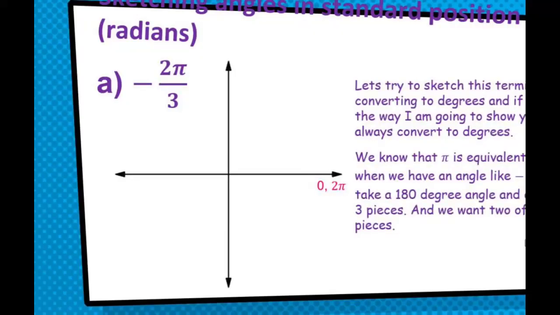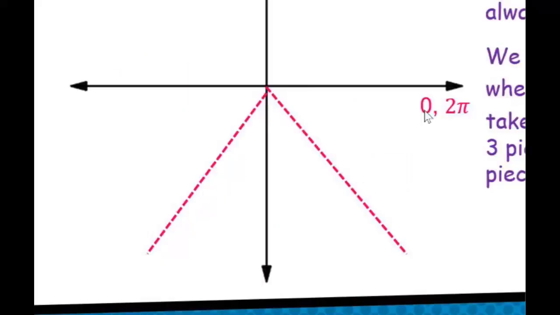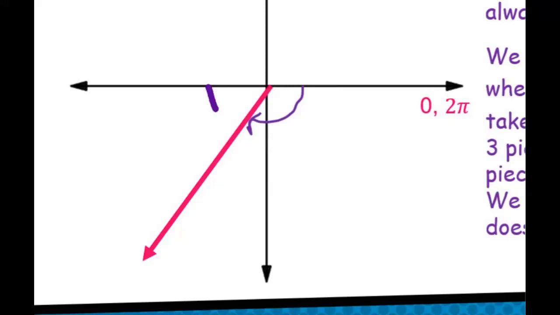But here's one way that we can set this up without having to convert. If we know that pi is equivalent to 180 degrees, and we have an angle like negative 2 pi over 3, we can take a 180-degree angle and divide it into 3 approximately equal spaces, and then take 2 of these. And that second part that we're dividing will be where our terminal side goes. So notice in between negative 180 degrees, that would be all the way over here, I've approximately divided this into 3 approximately equal spaces, and I want 2 of them. In other words, I want this second piece right here, and that would represent negative 2 pi over 3 radians.